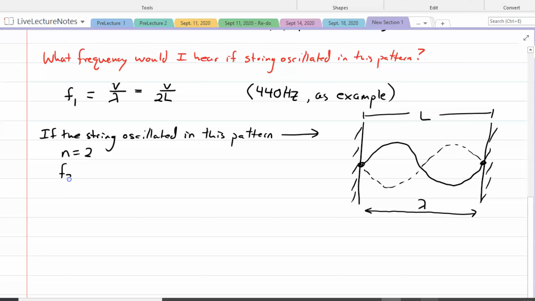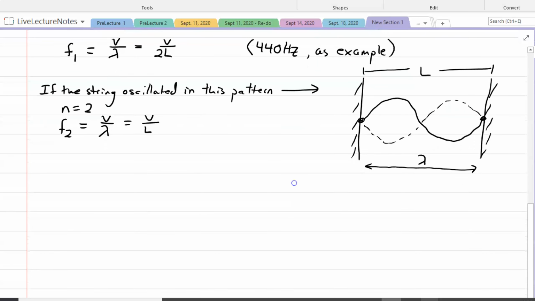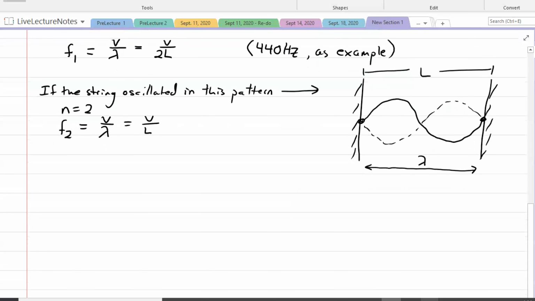And so the frequency that I would hear would be v divided by lambda. And v divided by lambda is just equal to v over L in this case. Hopefully you can get the idea how this works, that I could then put one which has n equals 3 and n equals 4.